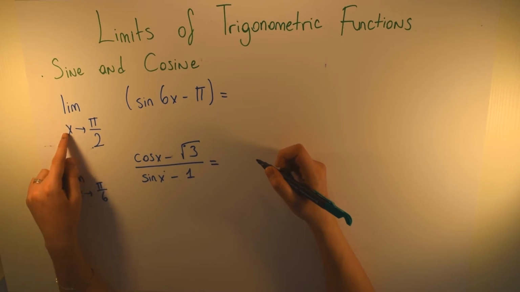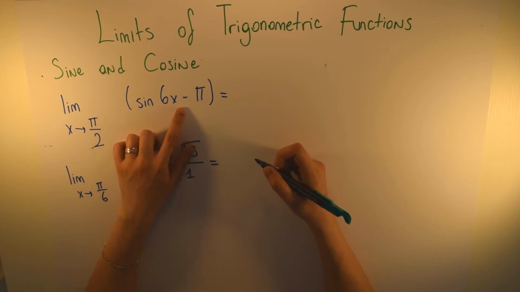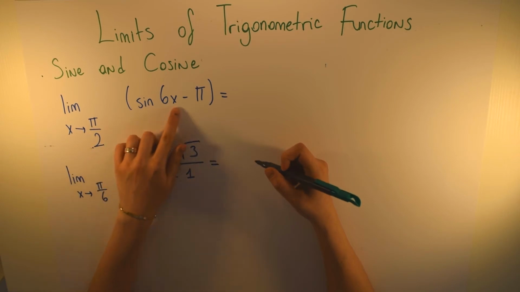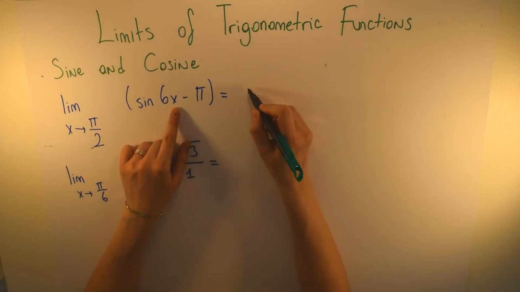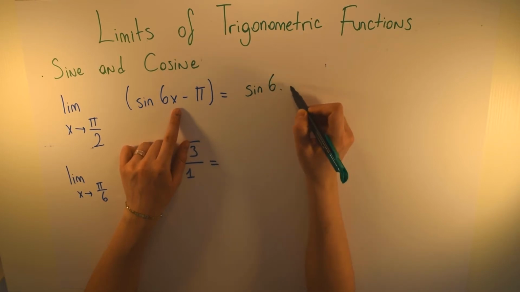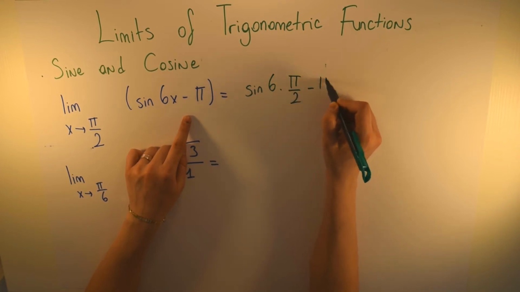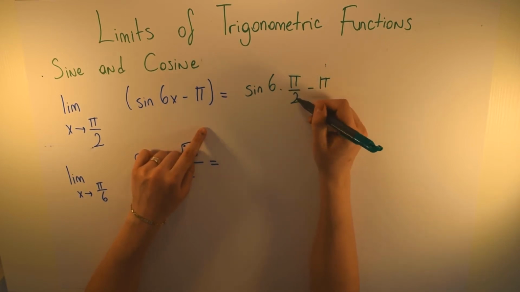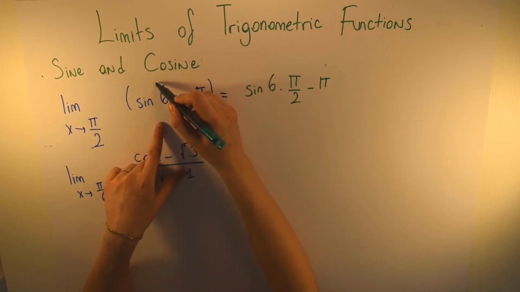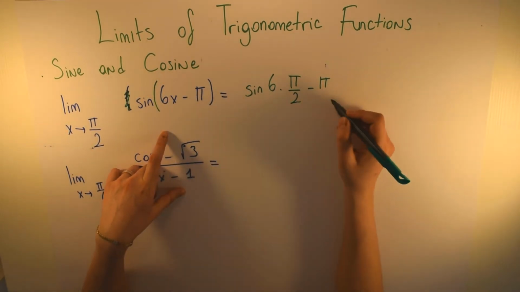Here we have the limit as x approaches pi over 2 of sine of 6x minus pi. So here we will put pi over 2 instead of x. So let's do that. It is sine 6 times pi over 2 minus pi. Okay, I actually wrote it wrong, I think, because it would be like this. It doesn't make sense otherwise. Sorry about that. Okay, let's continue.